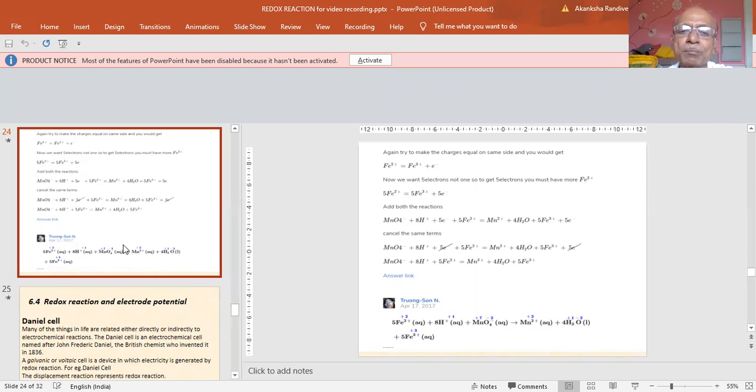Now let us cancel these same terms. So the 5 electrons get cancelled. And the net equation becomes MnO4 minus plus 8 H plus plus 5 Fe2 plus gives Mn2 plus plus 4 H2O plus 5 Fe3 plus.